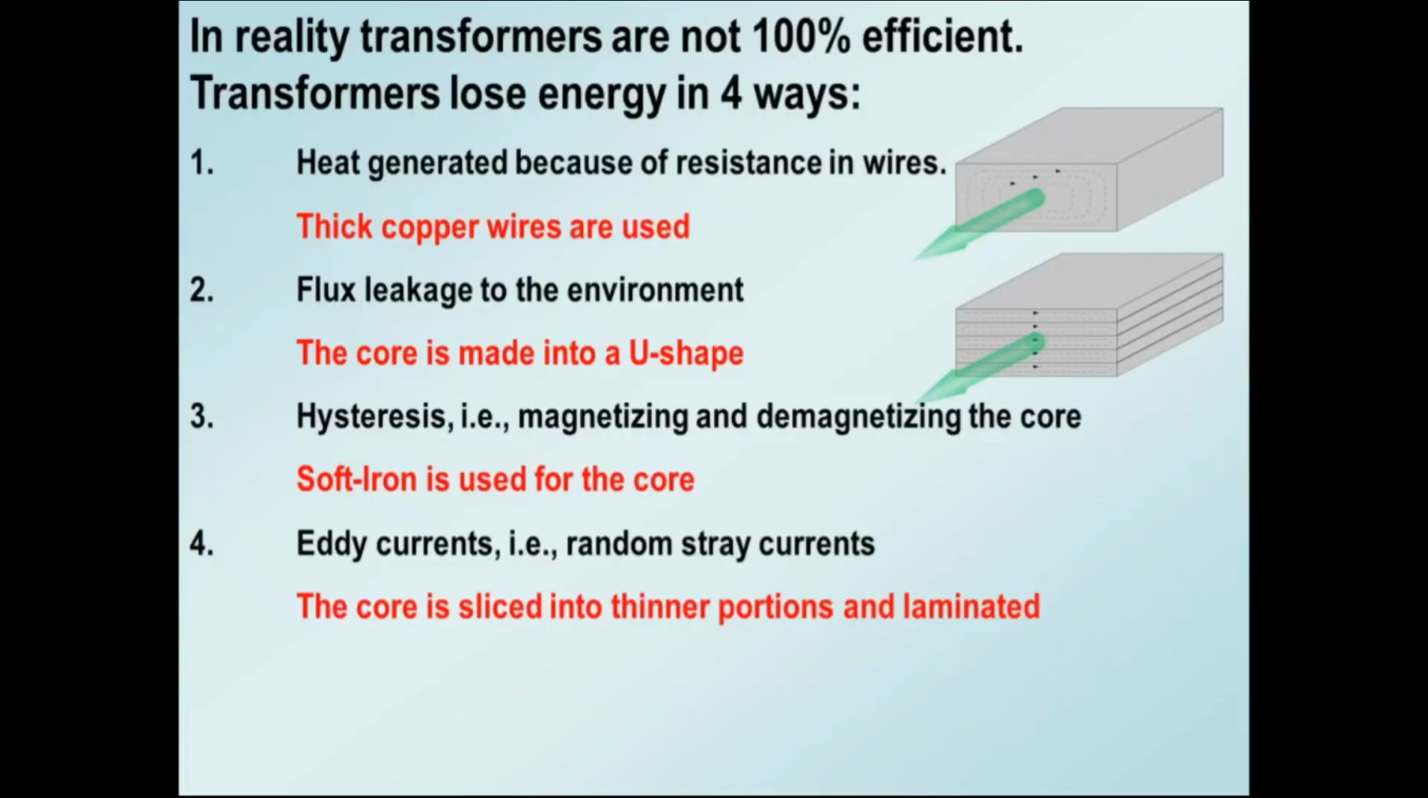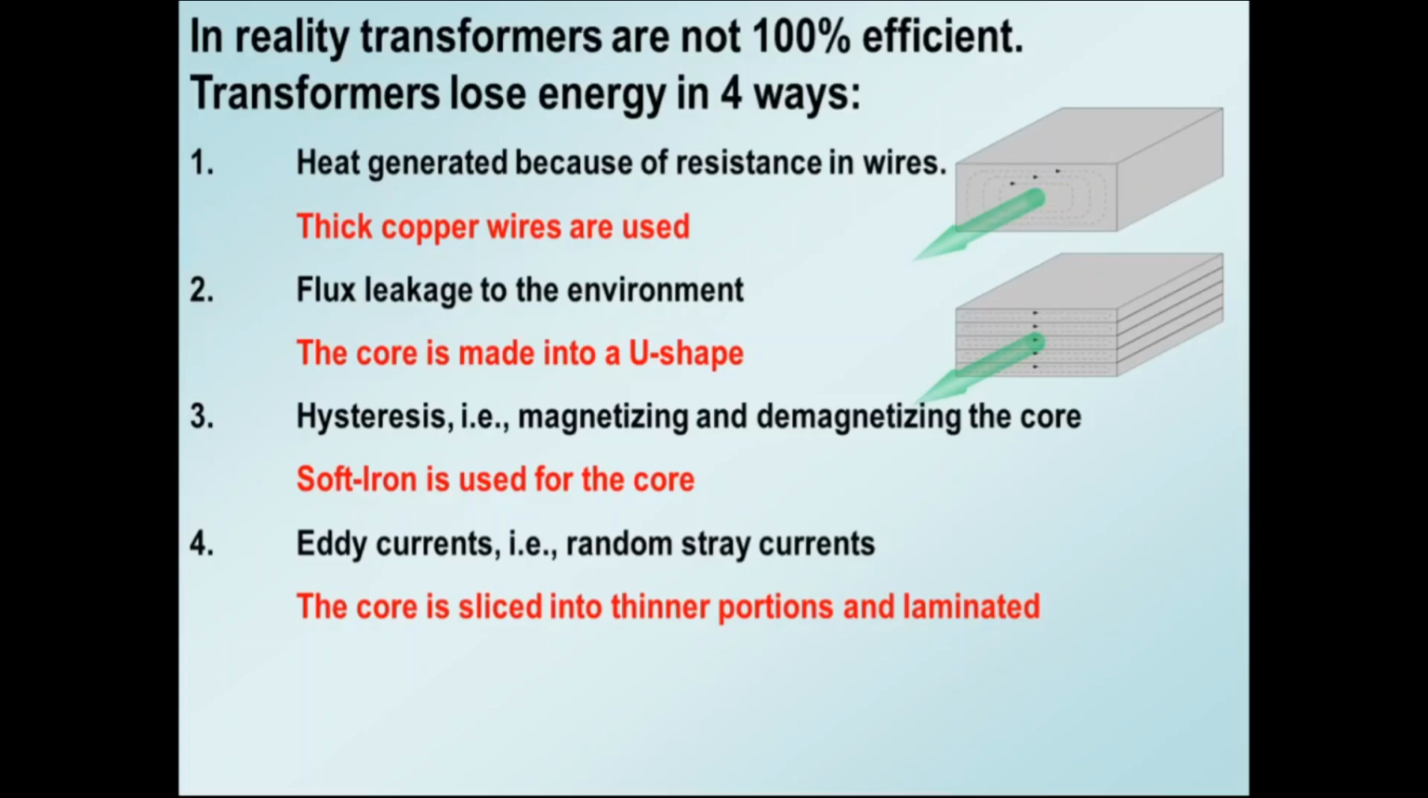However, in reality, transformers are never actually 100% efficient. Transformers lose energy in 4 ways. The first way, heat that is generated because of resistance in wires. So engineers use thick copper wires to try and minimize those heat losses. Why thick copper wires? Because as we had learned before, the thinner the wire, the more resistance there is. The more resistance, the more heat is generated. So the thicker the wire, the less resistance, and less heat will be generated.